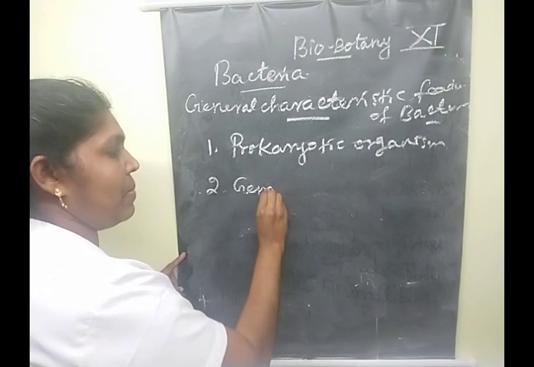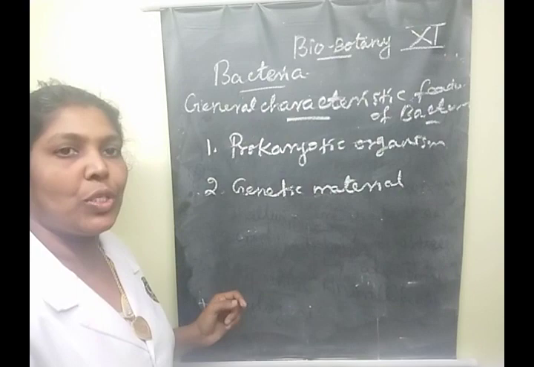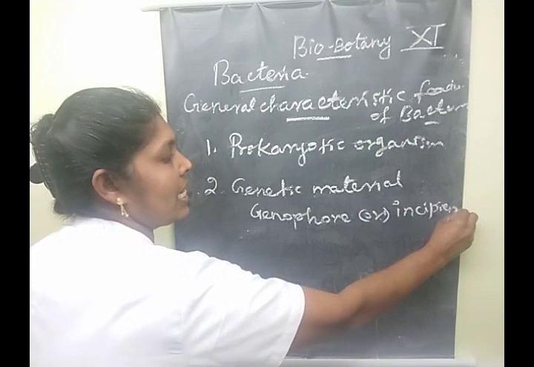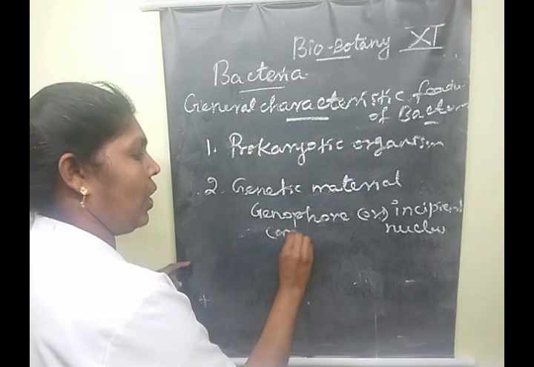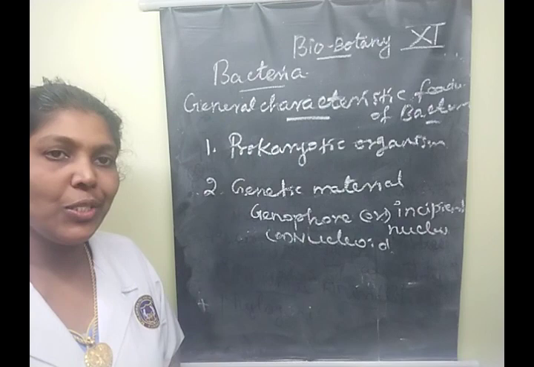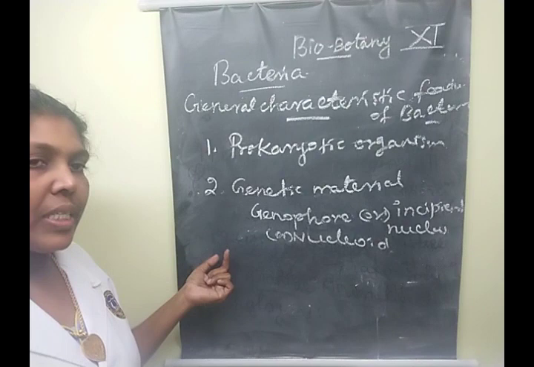The genetic material is called genophore, or incipient nucleus, or nucleoid. So these are the three terms. The genetic material is called incipient nucleus, genophore or nucleoid. Clear children? Say yes or no? Yes.